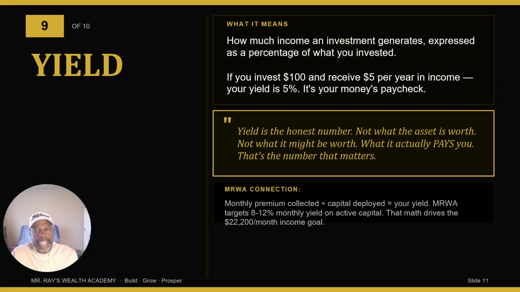So here's the math behind the wheel strategy. I target $22,000 a month in premium income. That doesn't happen by accident. It's the yield on capital. If you have $250,000 in an account and you're targeting 8 to 12% monthly yield, you're collecting $20,000 to $30,000 a month in premium. That's the math. Yield drives the income. Capital drives the yield. That's why building an account balance is not optional. That's the engine, because you need the capital to produce the yield.